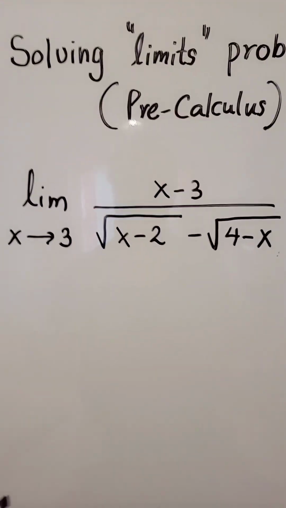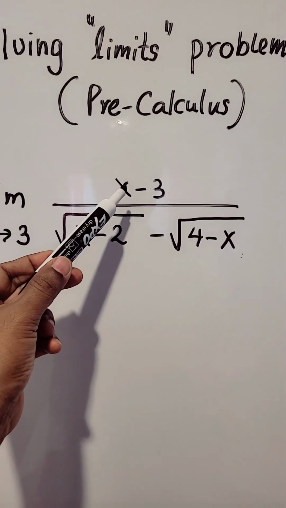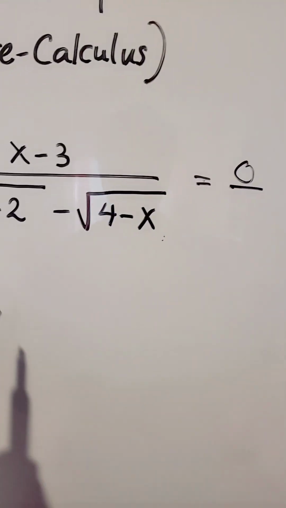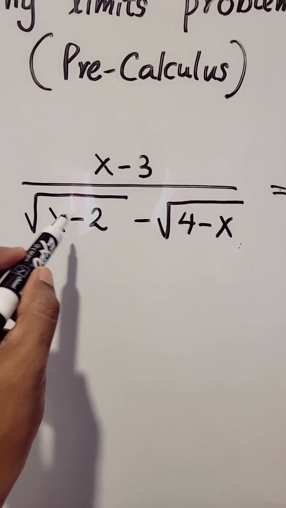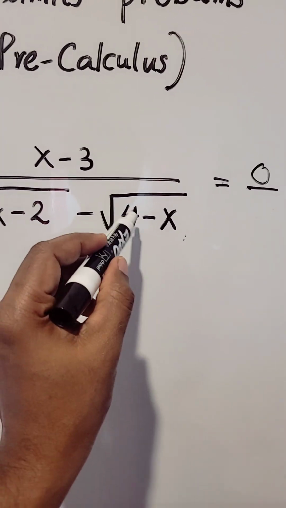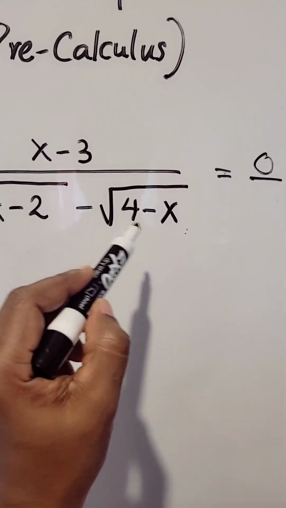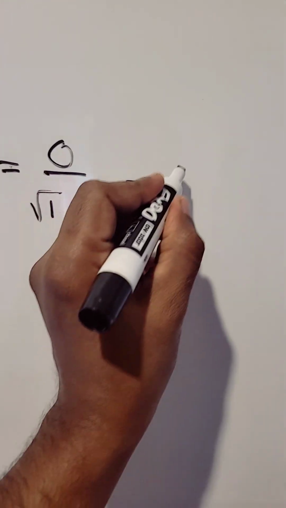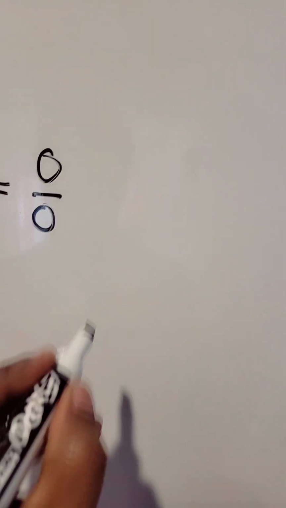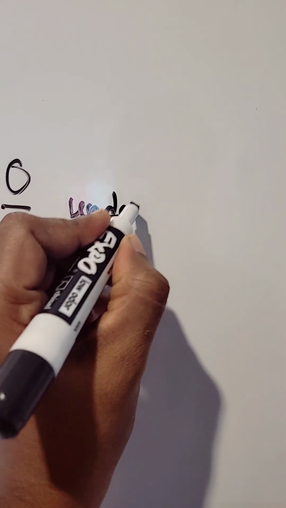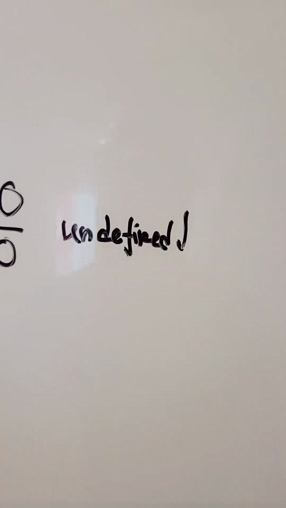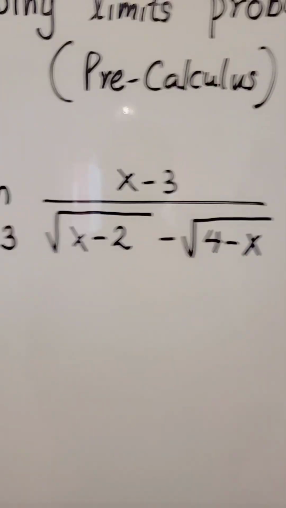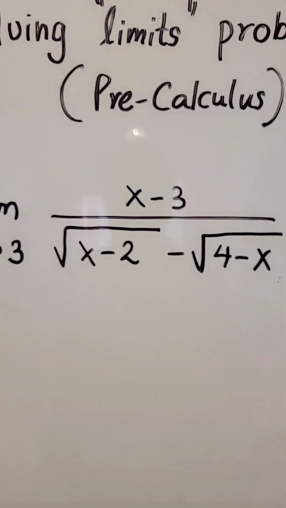Just go ahead and substitute 3 here. The numerator is going to be 0, and if you plug in 3 in the denominator, 4 minus 3 is 1, so square root of 1. So you will have square root of 1 minus square root of 1, which is 0 over 0. That's undefined. So we are going nowhere. We don't have an answer if we just substitute x equals 3. So how are we going to do this?